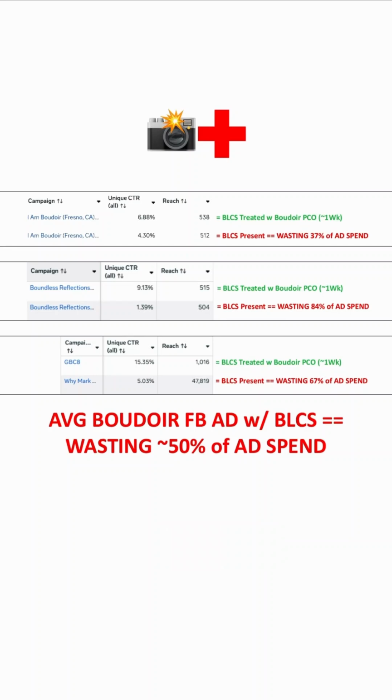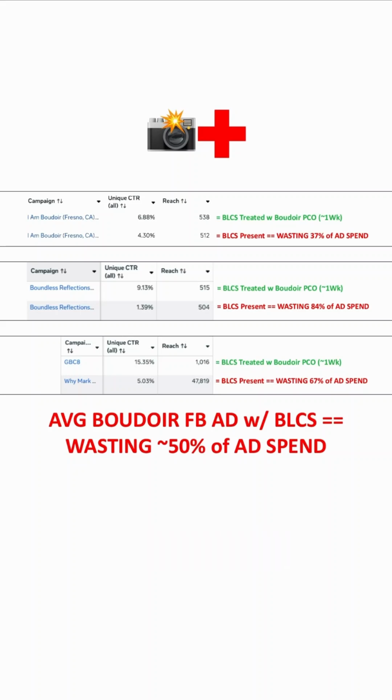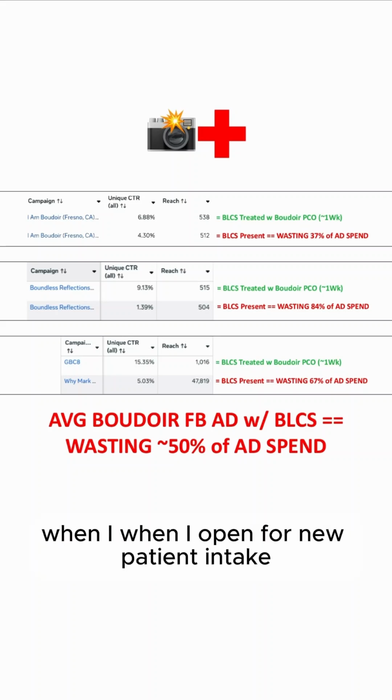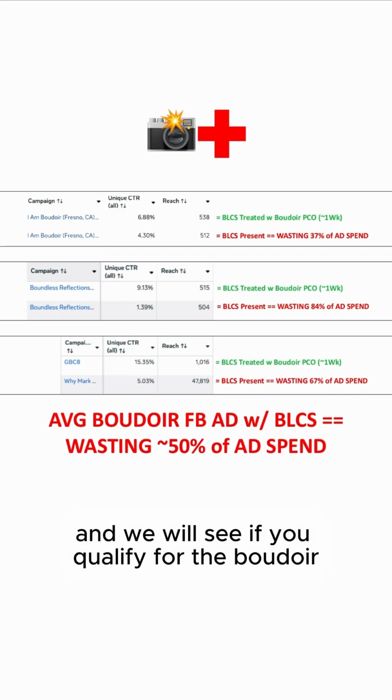And if you want to get the outcome of using the Boudoir Pico treatment, achieve pre-click alignment, PCA, and become a dominant Boudoir advertiser with Boudoir Brain Entry Boost, so that you can be on your way to being the number one boudoir photographer in your city, then shoot me a DM when I open for new patient intake. My DMs are closed right now. I'm not accepting new patients right now. But when I am, shoot me a DM and we will see if you qualify for the Boudoir Pico treatment.